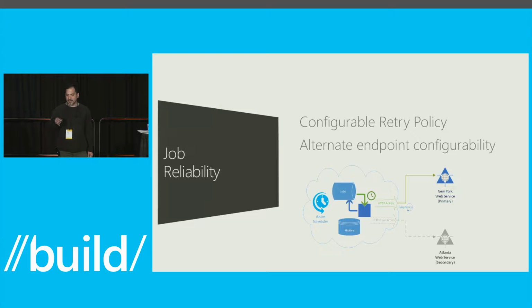So in this diagram, you see that the Azure Scheduler service is going to try, based on its retry policy, to hit that New York web service. After all the retries have failed, it will go and check if it has an alternate, and then go ahead and start making requests to that alternate with the same retry policy.